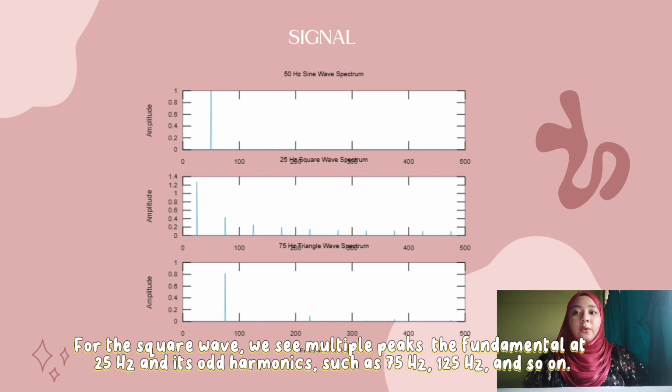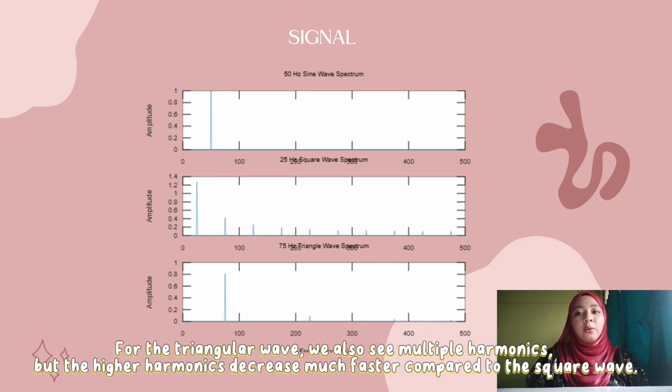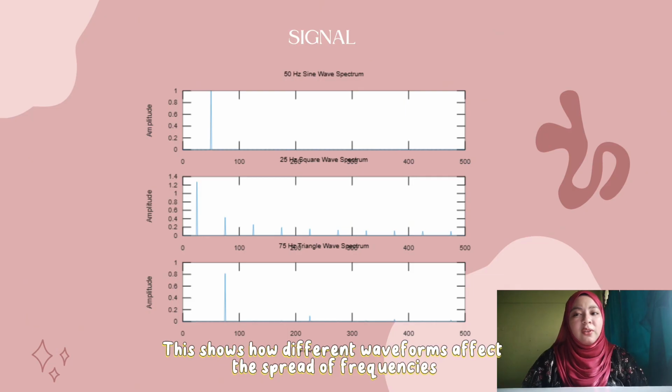For the square wave, we see multiple peaks: the fundamental at 25 Hz, and its odd harmonics, such as 75 Hz, 125 Hz, and so on. For the triangle wave, we also see multiple harmonics, but the higher harmonics decrease much faster compared to the square wave. This shows how different waves have different spectra.